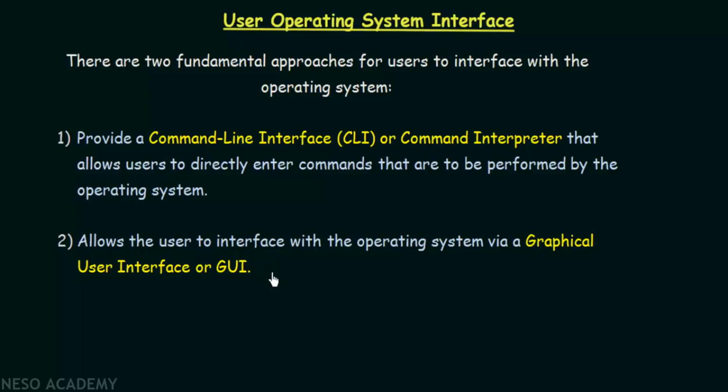So in a graphical user interface, what we have is your desktop with your menus, and then using your mouse or your pointing devices, you can click on your menus, or using your keyboard, you can enter something, and in that way you interact with the operating system. So even while you are watching this video, you got here using your graphical user interface. So these are the two fundamental approaches for the users to interface with the operating system.